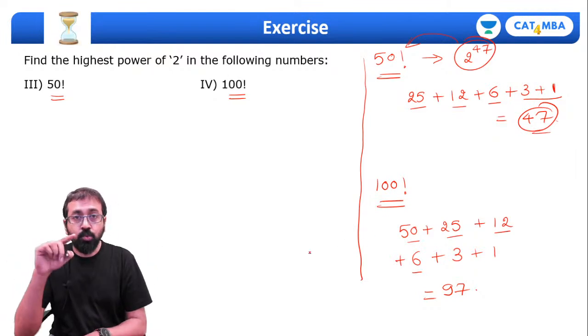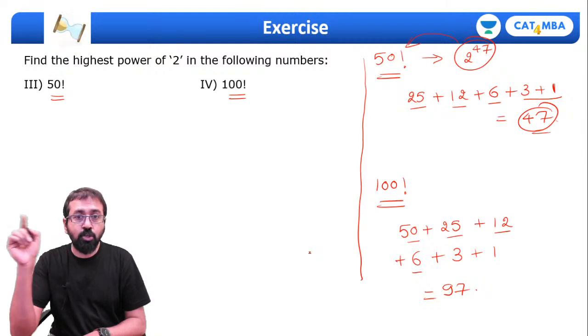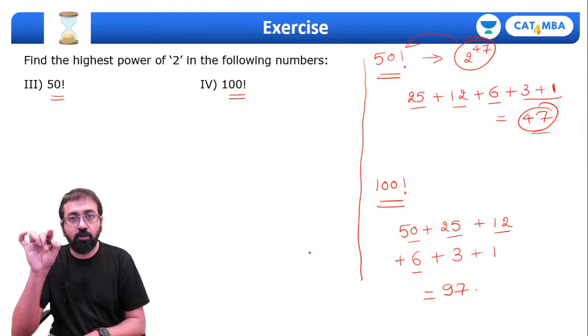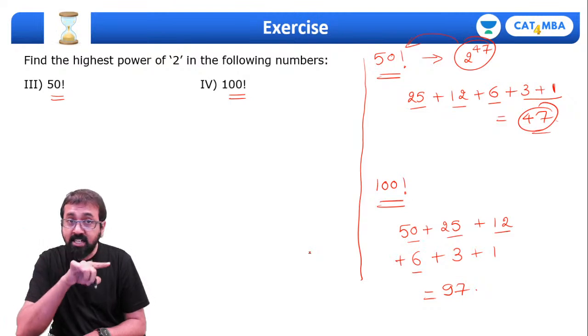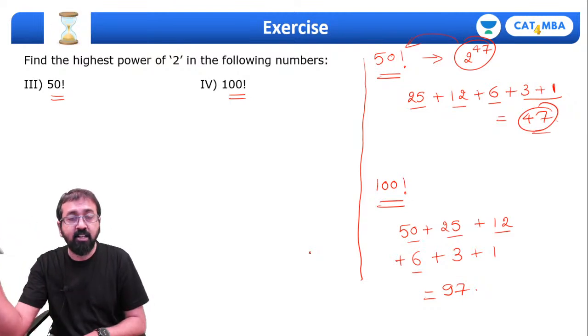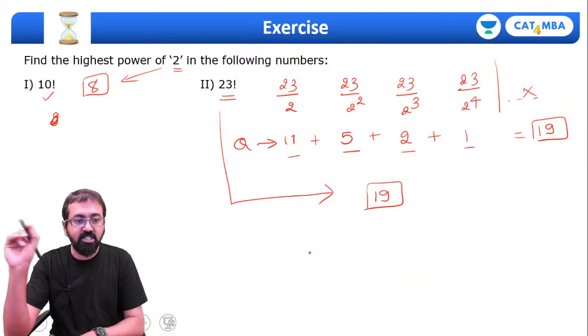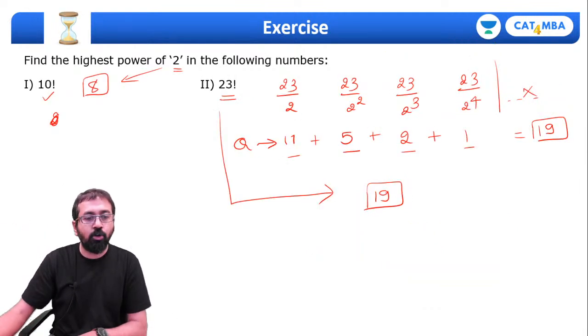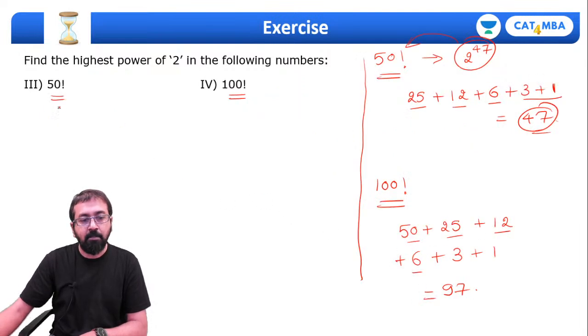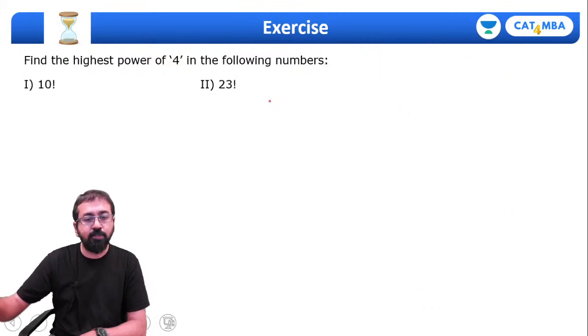Okay, and yes, we are going to solve some other questions also, guys. Whatever powers you have got for 2 in the numbers that I've just displayed, please mark them somewhere aside, because we'll require them in subsequent questions, so we don't need to repeat all those calculations. What all questions have we seen? Power of 2 in 10 factorial is 8. Power of 2 in 23 factorial is 19. Power of 2 in 50 factorial is 47. And power of 2 in 100 factorial is 97. Please write these down somewhere so that we can use them for subsequent questions.